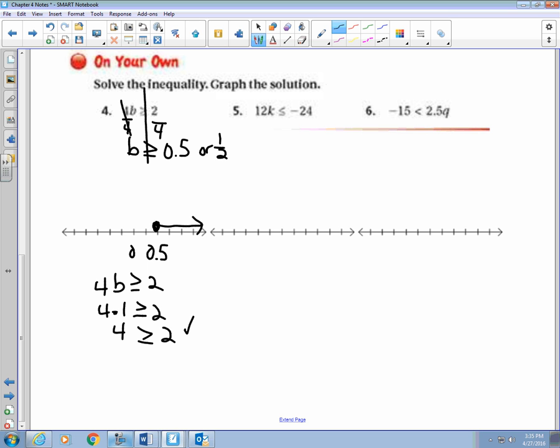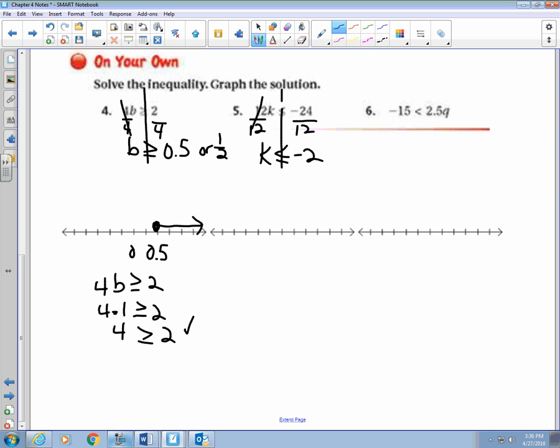Okay, number 5, we have 12k is less than or equal to -24. We're going to divide the inequality into 2 parts. I see that my variable k is being multiplied by 12, so I'm going to divide by 12 on both sides to undo that multiply by 12. The 12s will cancel out on the left side, and I'll have k. I'm going to keep my inequality symbol, less than or equal to, and -24 divided by 12 is -2.